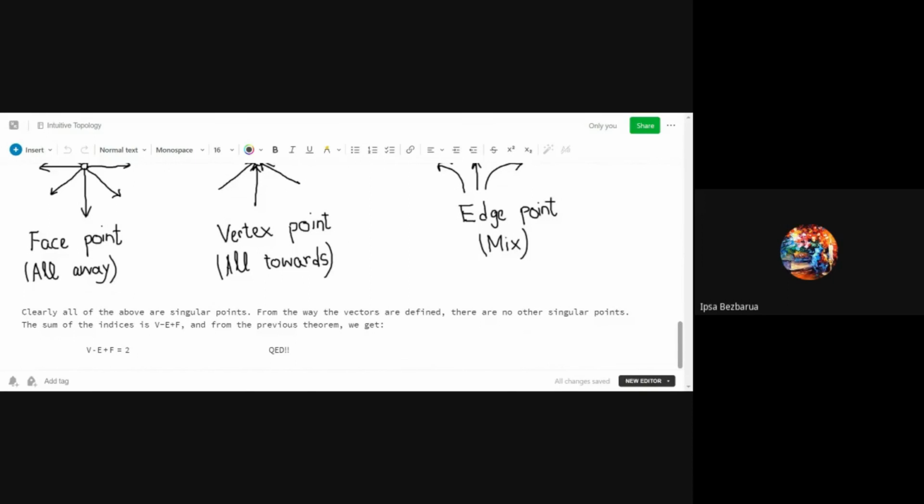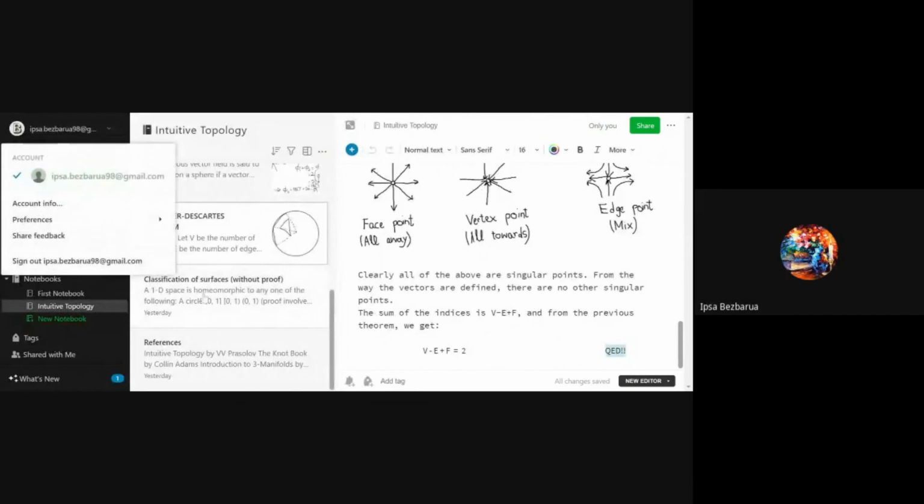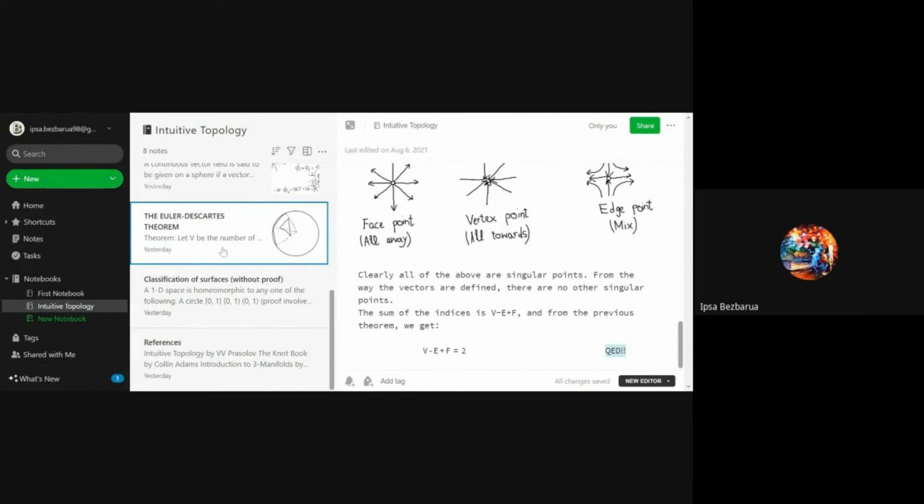So the sum of the indices on this curvilinear network, this curvilinear vector field on the sphere, is v minus e plus f. But from the theorem in the previous note that we did, we know that the sum of indices is going to be equal to 2 for any vector field on a sphere. Hence, I can conclude that v minus e plus f is equal to 2. So QED.